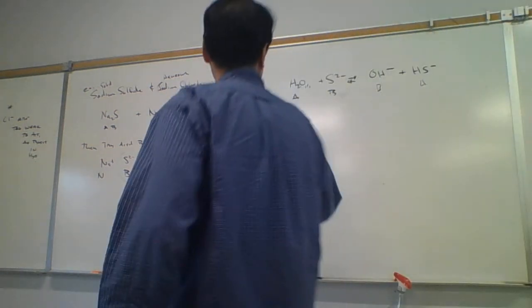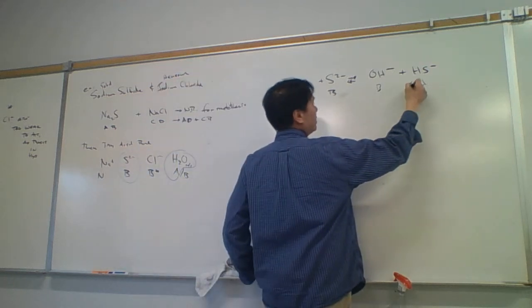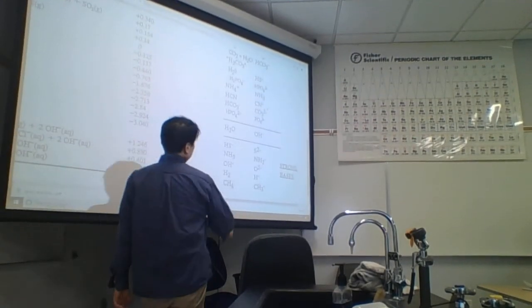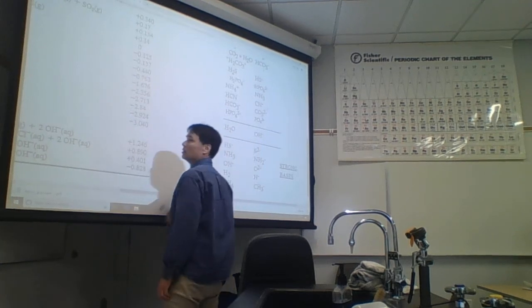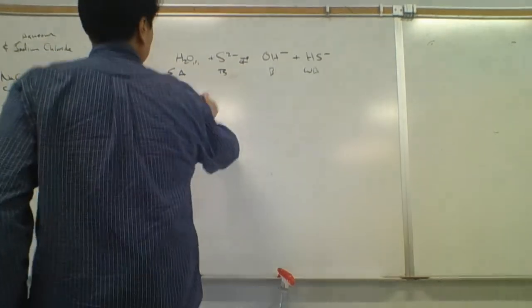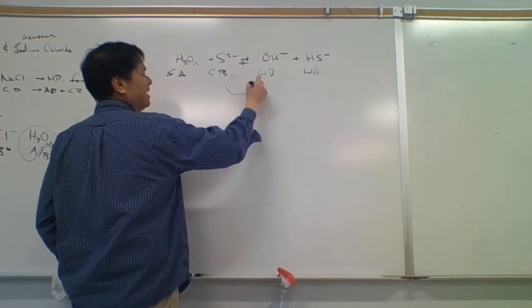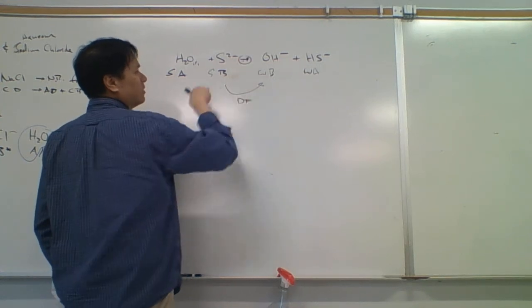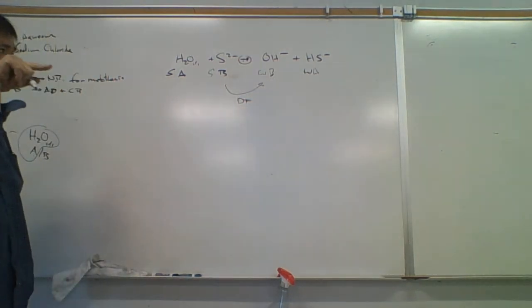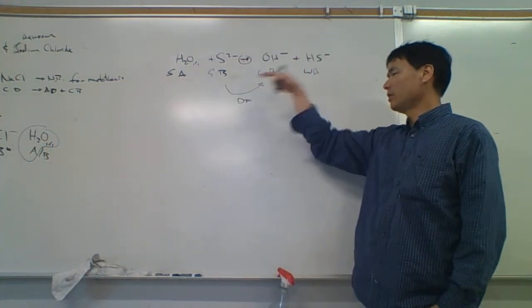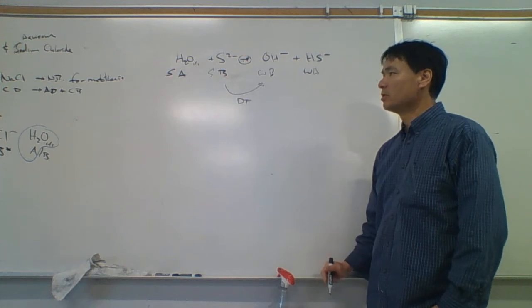From the chart, we see that H2O is stronger, HS minus is weaker. Sulfide or hydroxide, which one's the stronger base? Sulfide's a stronger base. And so, again, we're going from stronger to weaker. Therefore, we see driving force. So it's favored this way. The stronger to weaker direction is forward. If we go weaker to stronger, the favored direction is reverse, and so therefore no reaction.